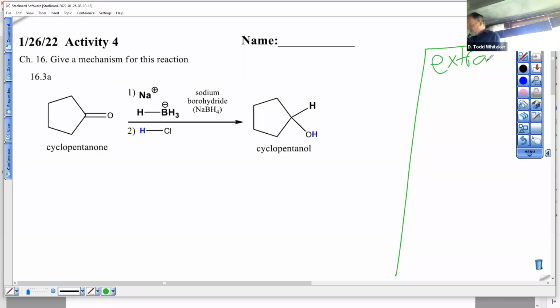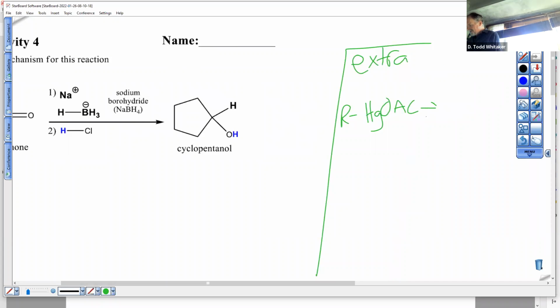NaBH4 did this in the old days. R attached to a mercury OAc went to R attached to H when you used NaBH4. I'm believing that was in chapter 6.1. Question mark, is this an F? G, I don't know. It's the oxymercuration, demercuration.